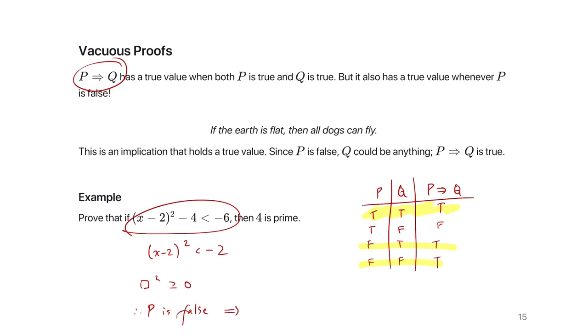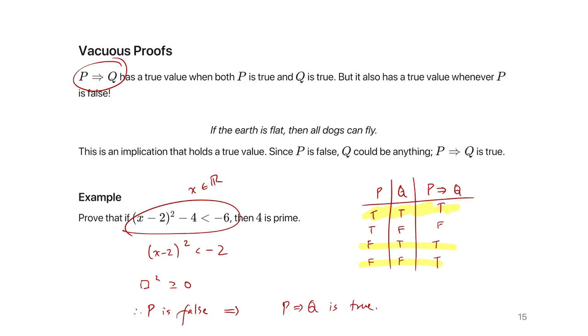P implies Q is true. Okay, and of course, this is not saying that on its own 4 is prime. It's saying that if the thing on the left-hand side is true, then 4 is prime. Okay, and we implicitly said that x is a real number, because if x were complex, then things might be different.